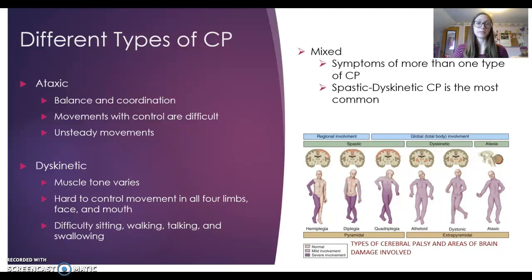And lastly, mixed CP is when individuals experience symptoms of more than one type of CP. Spastic dyskinetic is the most common type of mixed CP. And I included a picture at the bottom that shows all 3 types of CP where the brain was damaged, and it highlights on the body what parts of the body are affected.